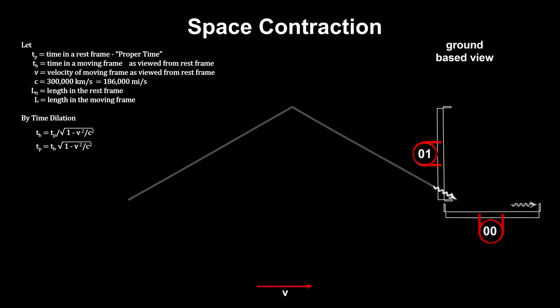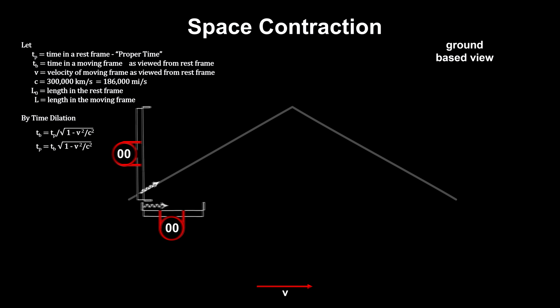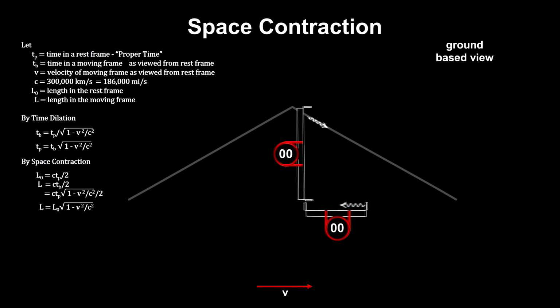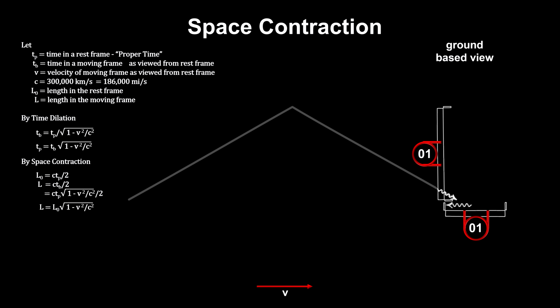Here we see the perpendicular clock ticking 1 before the light in the other clock has returned. The only way to bring the clocks back into sync is for the length of the distance traveled horizontally to shrink. This is called space contraction.